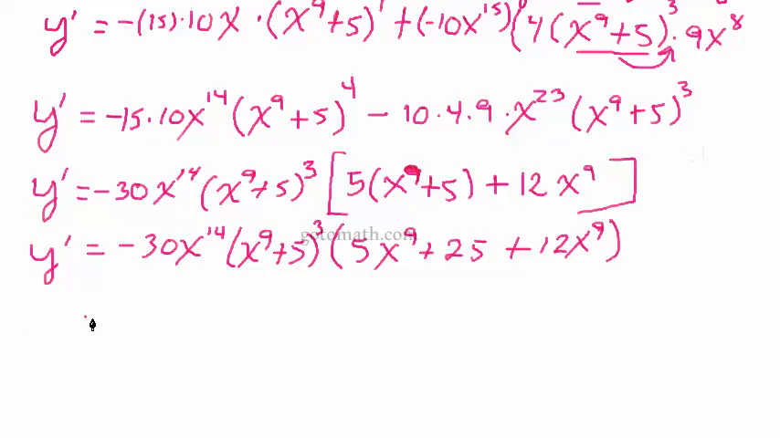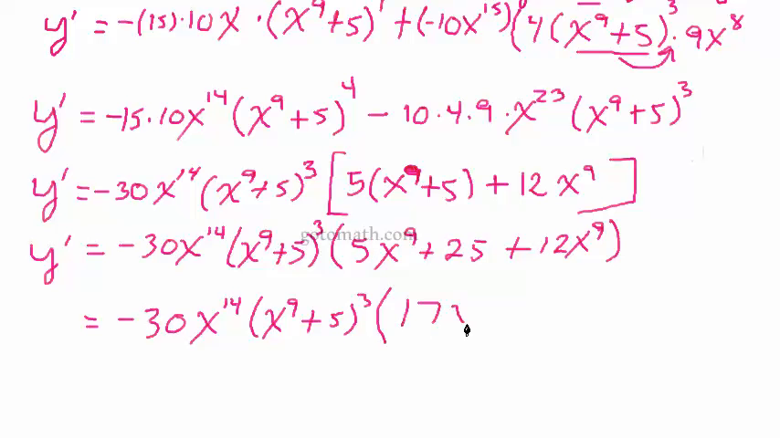Man, I don't want to do this video again. Negative 30x to the 14th, times x to the ninth plus 5 to the 3rd. Okay, so we got some like terms. 5 and 12, and that's going to be 17x to the ninth plus 25. And that is our y prime.